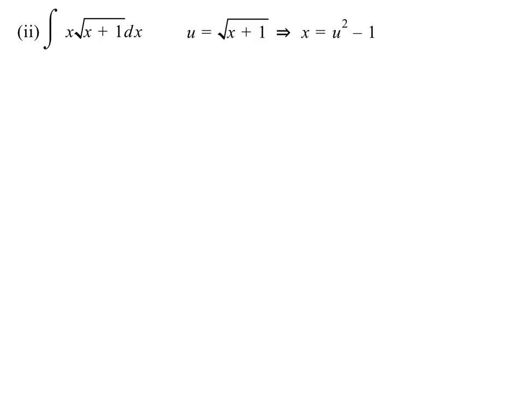That means x is u squared minus 1. Why did I make x the subject? Just to make it a little bit easier for the substitution, because I can substitute directly in for dx if I do it this way. I get dx equals 2u du.